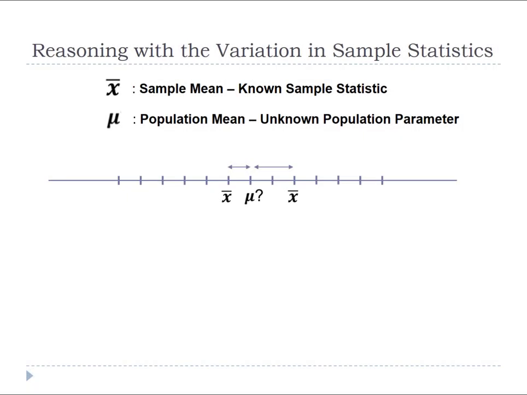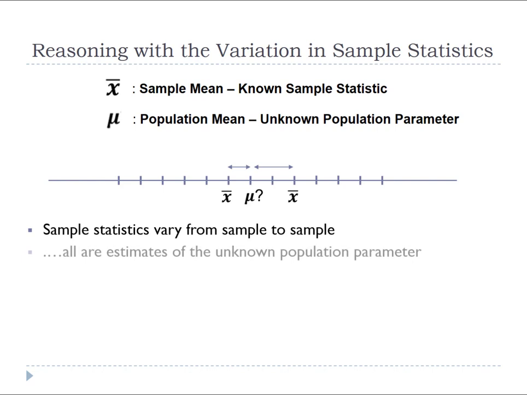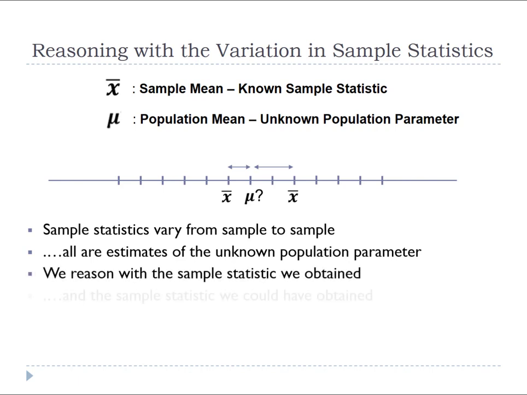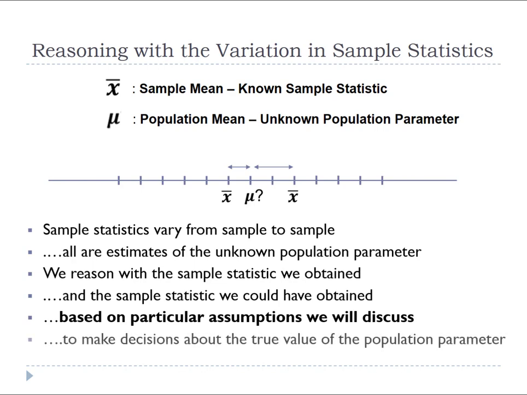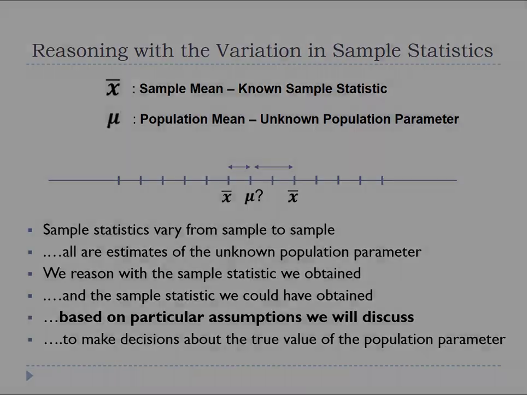At the end of our second tutorial, we briefly discussed the concept known as sampling variation, how sample statistics vary from sample to sample. Sample statistics vary from sample to sample and are all estimates of the unknown population parameter of interest. Therefore, we have to reason not only with the sample statistic we obtained, but also with the sample statistics we could have obtained from other samples in order to make a statistical decision regarding the true value of the population parameter. This sort of reasoning can feel quite confusing and challenging at first.